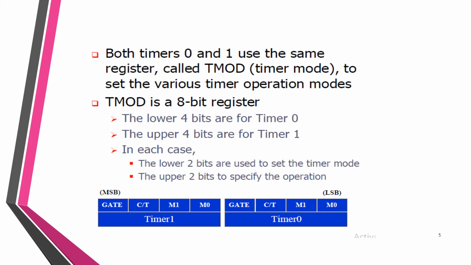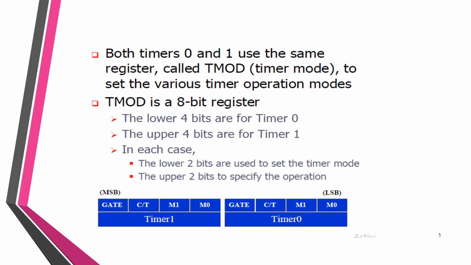Now both timers 0 and 1 use the same register, called the TMOD register, which looks after the timer mode to set the various timer operation modes. TMOD is an 8-bit register. The lower 4 bits are for timer 0 and the upper 4 bits are for timer 1. In each case, the lower 2 bits are used to set the timer mode, and the upper 2 bits to specify the operation. One by one we will go through.